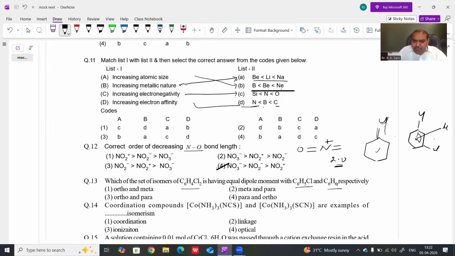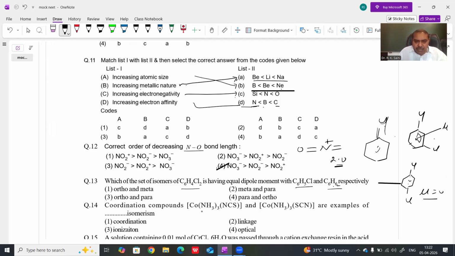The dipole moment of benzene is 0. When two chlorines are present in the para position, their dipole moment is also 0 because the angle between the polar bonds is 180, and cos 180 equals -1. Hence the dipole moment of benzene equals that of para-dichlorobenzene, and chlorobenzene equals meta-dichlorobenzene.